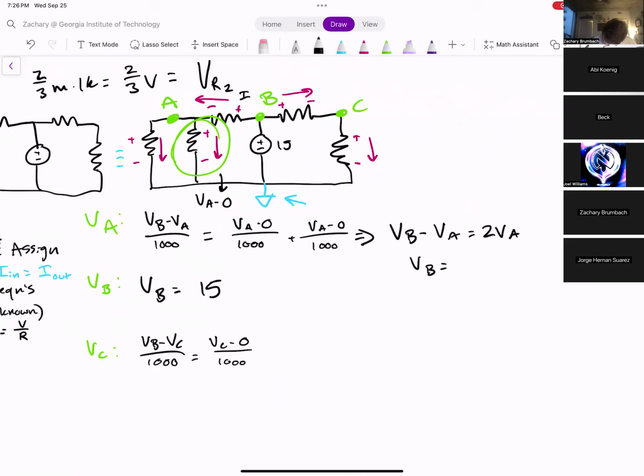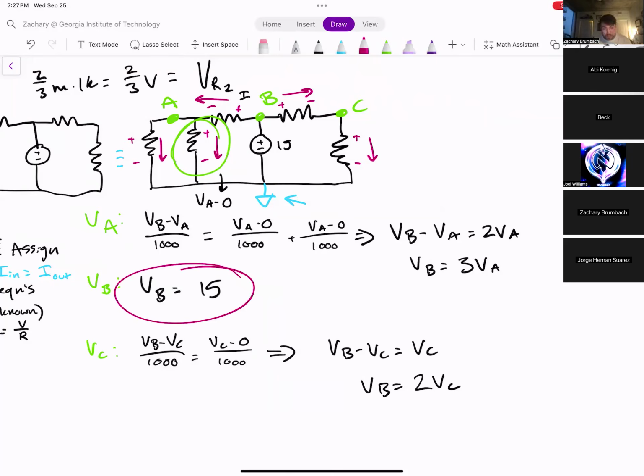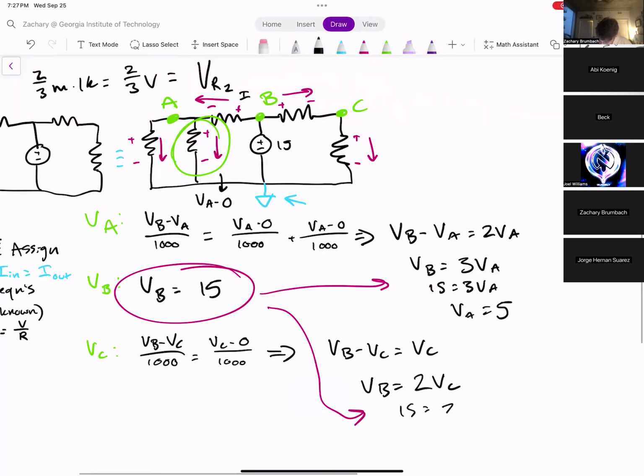VB equals 3VA. And down here, we're going to have VB minus VC equals VC, which gives me VB equals 2VC. And remember that we know what VB is. We know it's 15. So here, I can solve this and this accordingly. I have 15 equals 3VA. So VA is equal to 5. And here I have 15 is equal to 2VC. So VC is equal to 7.5 volts.